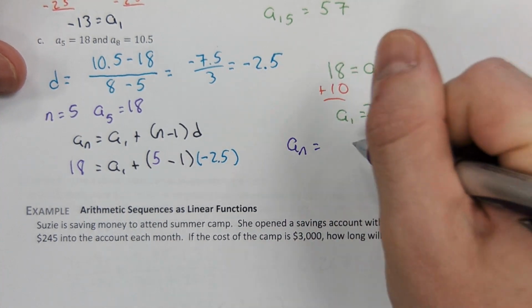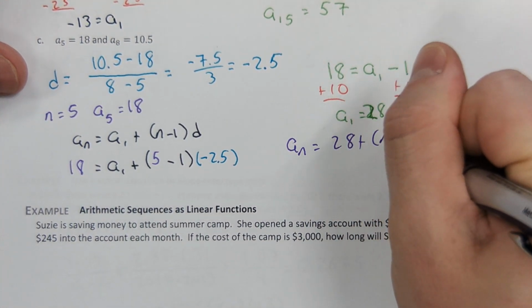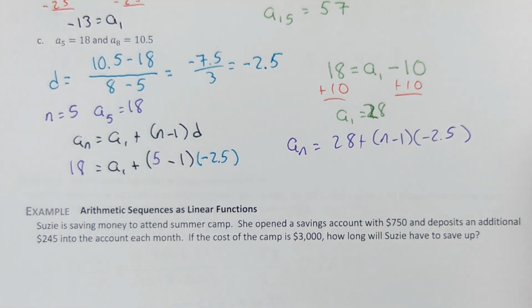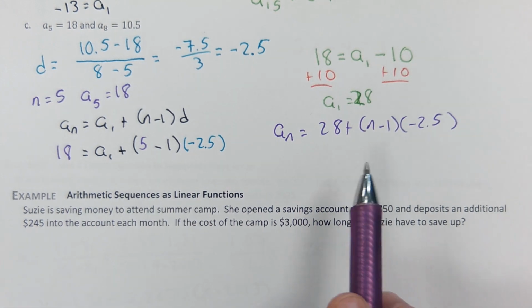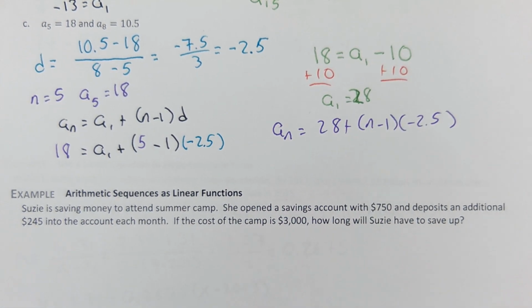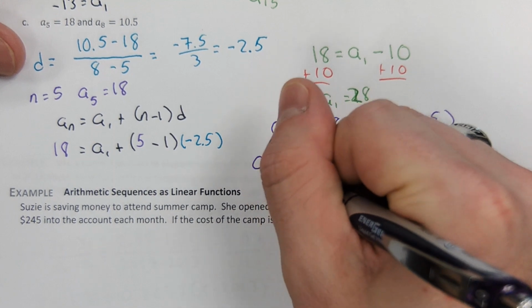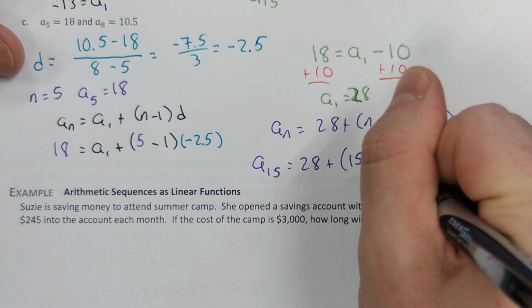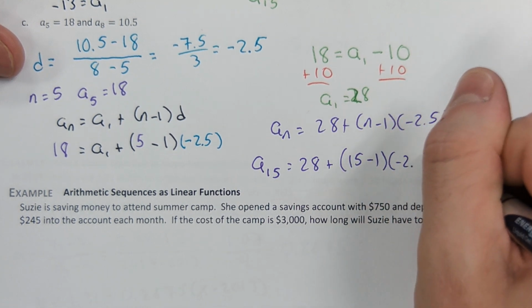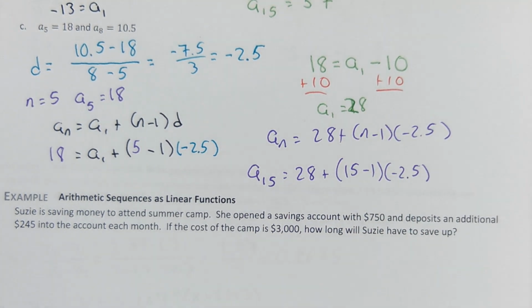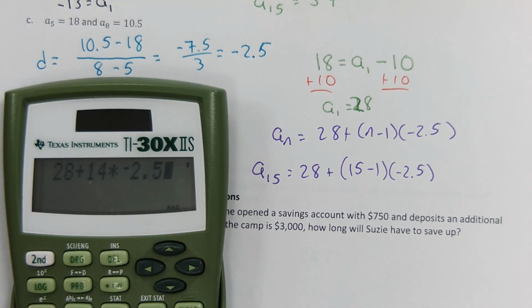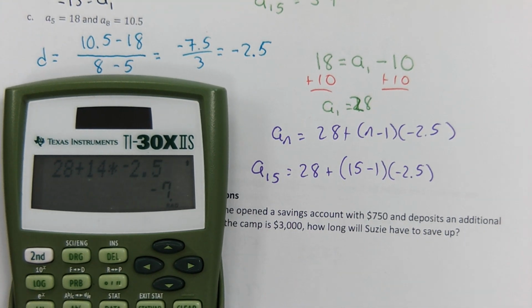a sub n is 28 plus n minus 1 times negative 2.5. And we can now find a sub 15 by throwing 15 here and here, and we are ready to roll. I'll just grab a calculator for that one. 28 plus 14 times negative 2.5 is negative 7.